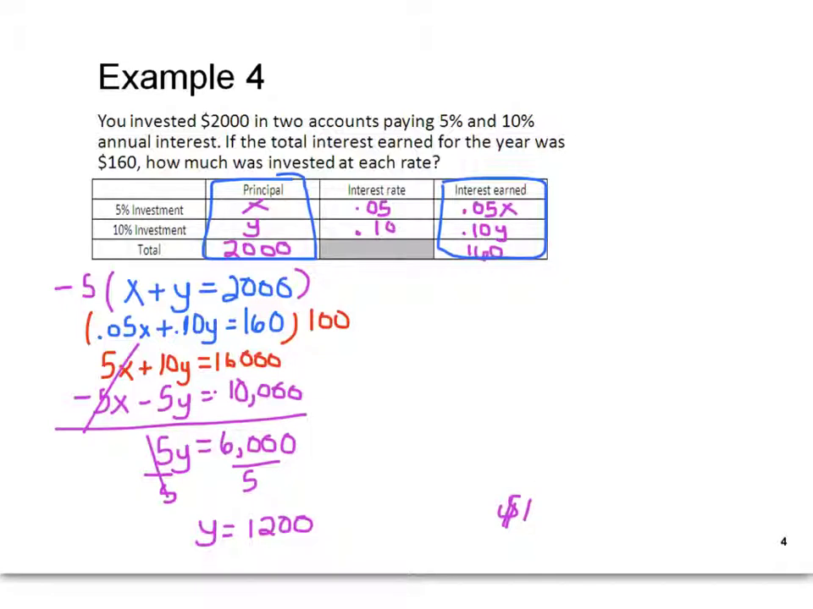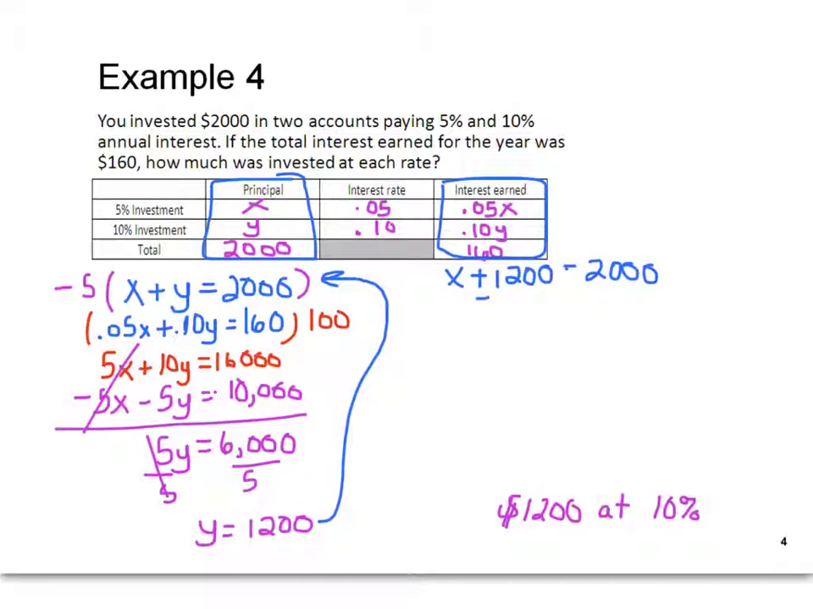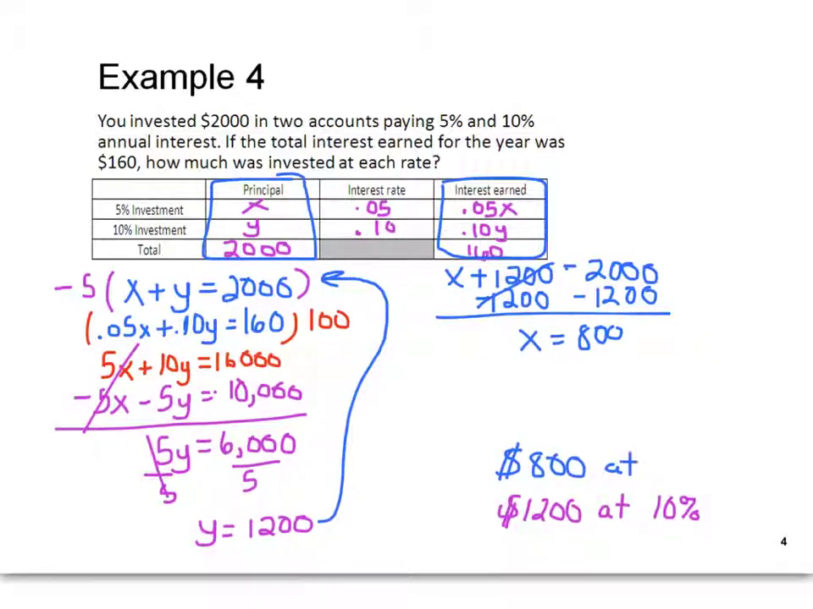And so that 1,200, our answer, means we would invest the $1,200, since it's y, at the 10% investment. And then we need to plug in and find x. So I'd recommend going to this first equation. x plus 1,200 equals 2,000. Subtract the 1,200. So x equals 800. And so that means that $800 is invested at 5%.